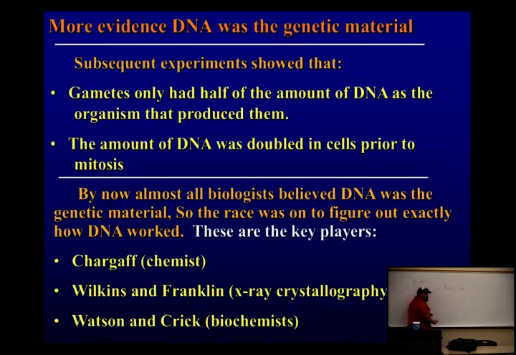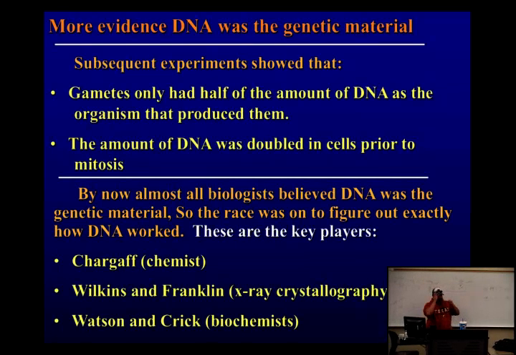Because A's always pair with T's, right? And if that were true, then what would the G percent be? 40. Right? Because they all have to add up to 100%. Does that make sense? All right.